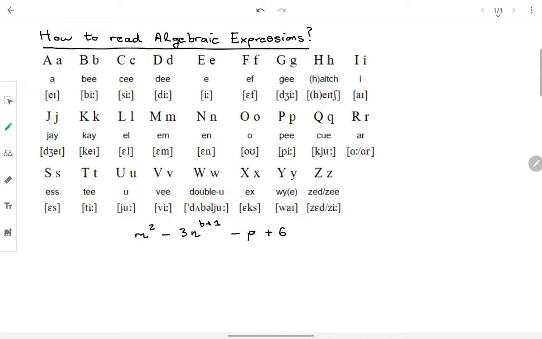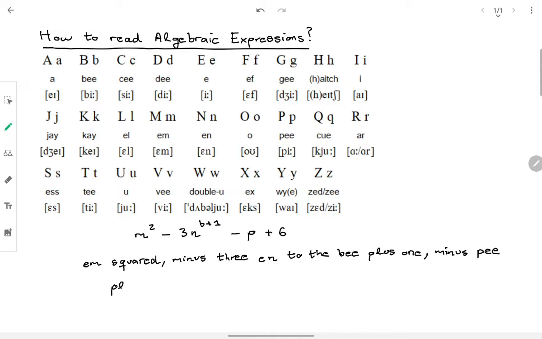In this case, it will be also very similar. So we will start from left to right. The first one is positive, we don't need to say it. So we will start with m squared, comma, minus 3n to the b plus 1, comma, minus p plus, comma, 6. So that will be the form of reading this expression: m squared minus 3n to the b plus 1 minus p plus 6. Remember, commas are used to separate both terms and also variables.